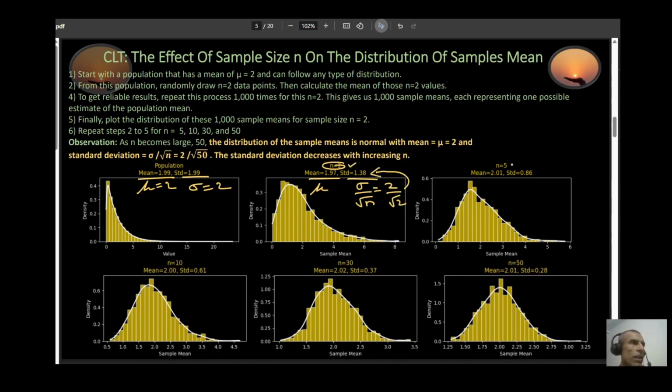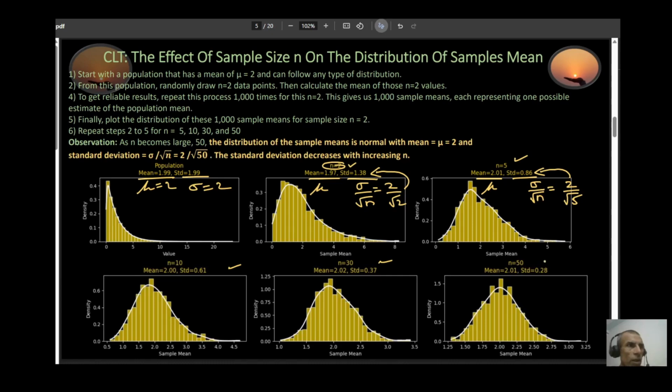Well, let's look at this one right here. In this case, my n equal to 5. What is my mean? My mean is the same as the population mean. What about standard deviation? Standard deviation is population standard deviation divided by root n. This is going to be 2, because the population standard deviation is 2, divided by root n where n is 5. So root 5, and solving this expression, you'll come up with this right here. And you can do the same thing with this and this.